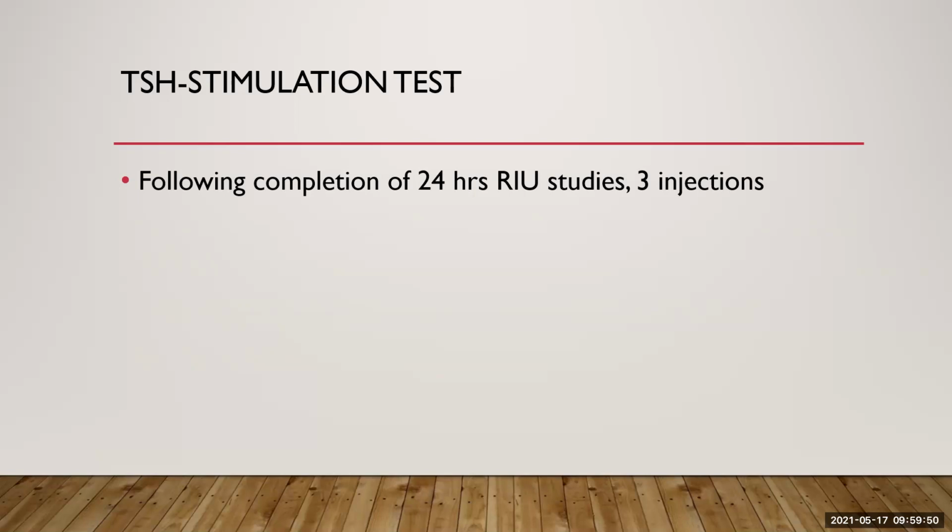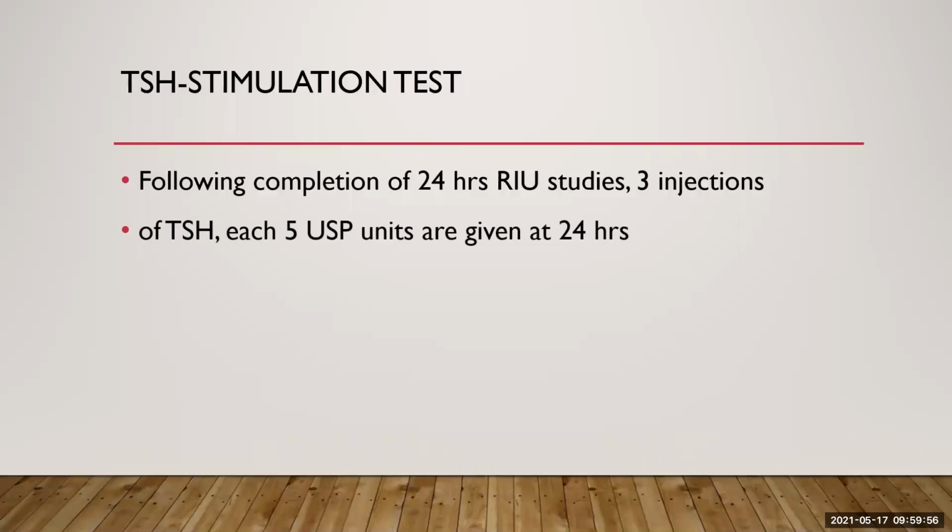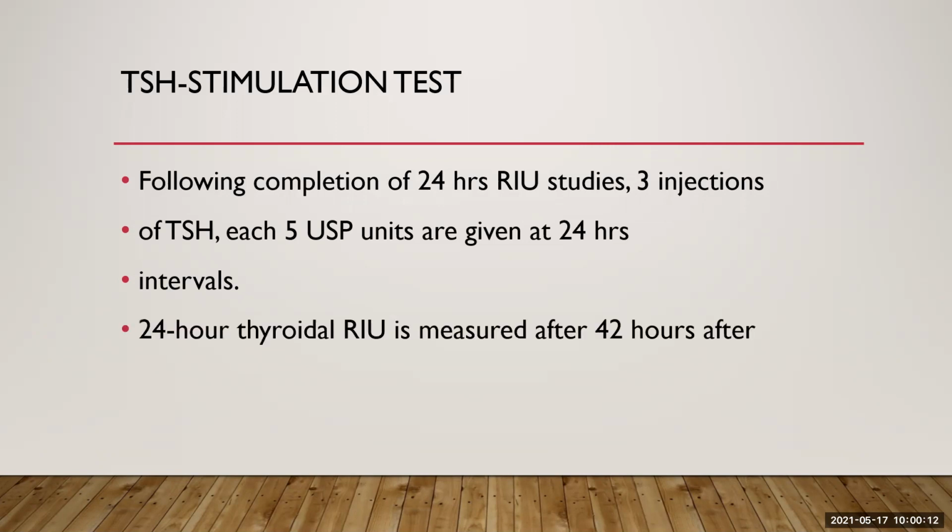Now this is done after completing the 24 hours radioiodine uptake studies. 3 injections of TSH are given, each containing 5 USP units. Sorry, at 24 hour intervals, 3 injections are given. That means this is going to continue for 3 days. After that, 24-hour thyroid RIU is measured after the final dose of TSH.